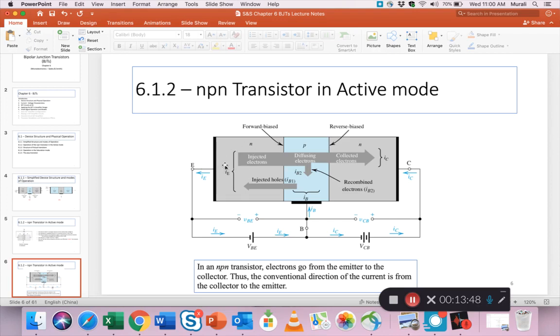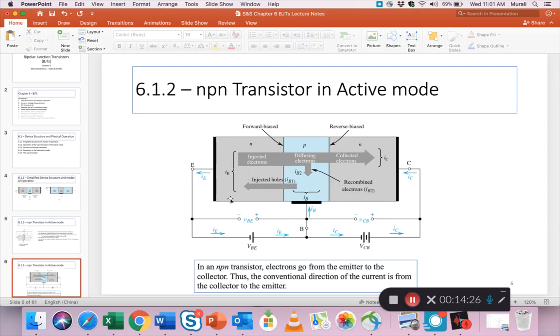This is the N region, the emitter. Because the positive is connected to the P region, and the emitter is connected to the negative of the battery, we say that this junction, the emitter base junction, is forward biased. Remember, there are two PN junctions here. The first is the EBJ, or emitter base junction, and the other is the BCJ, or base collector junction.